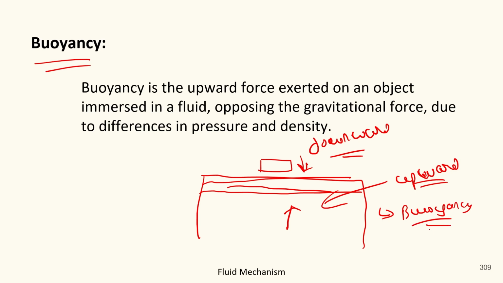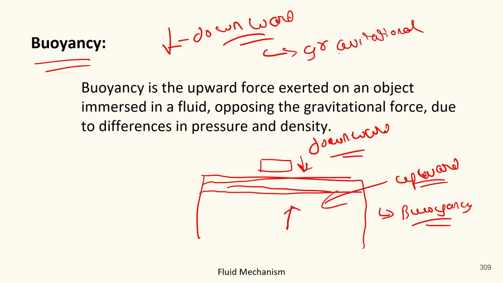Okay, opposing the gravitational pull, because gravity is always acting in the downward direction, but buoyancy is applying force in the upward direction. Got it? Due to differences in pressure and density. Got it? Between the object and water, there is a difference between the pressure and density of the water, and the pressure and density of the object. Got it? Now, Bernoulli's principle.